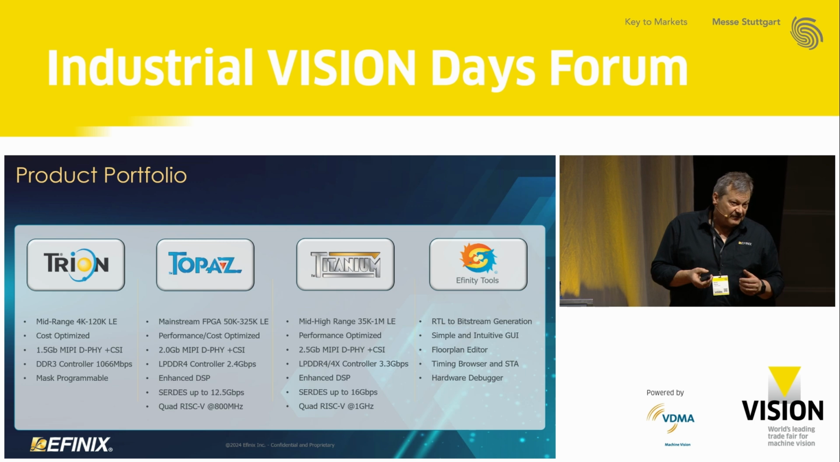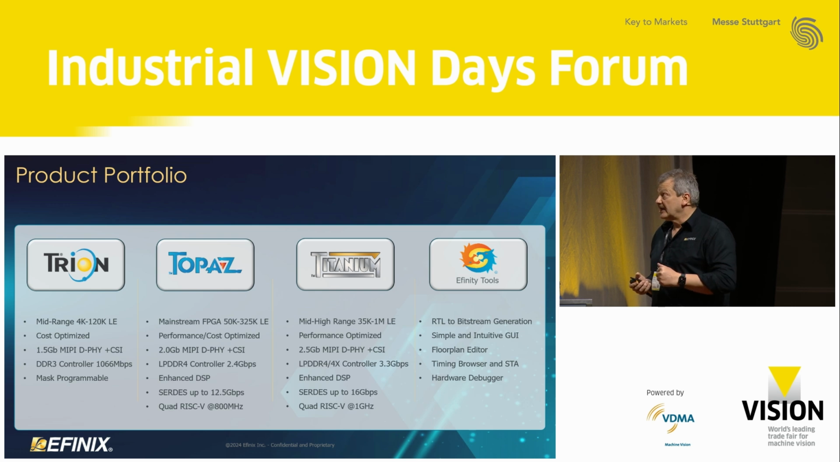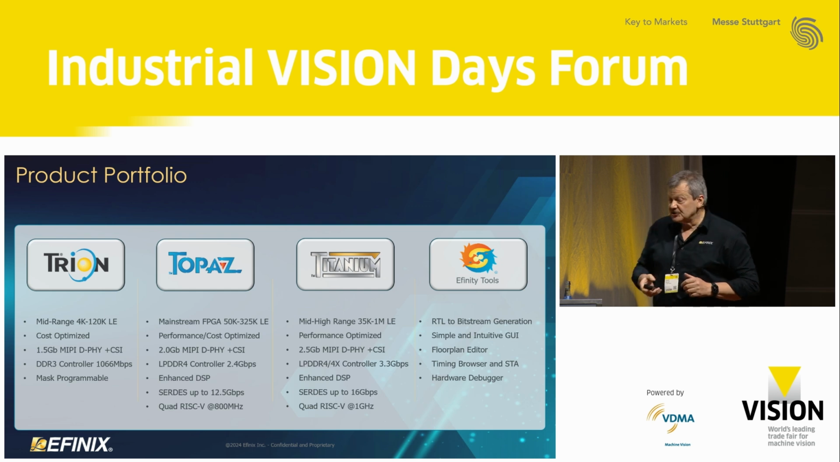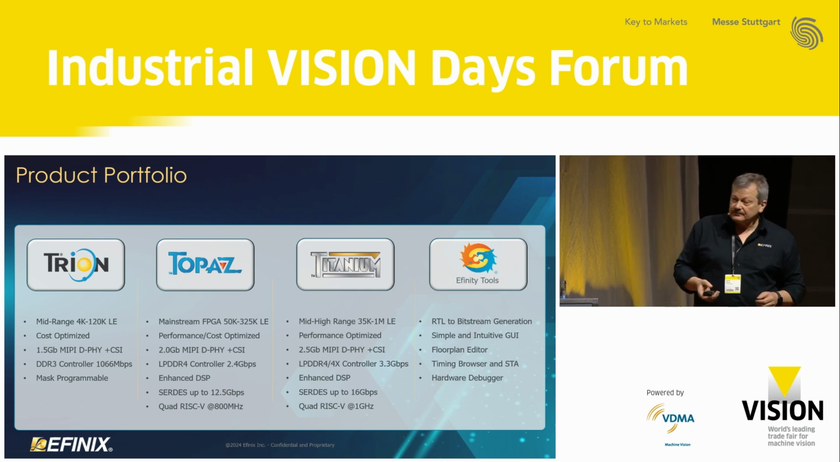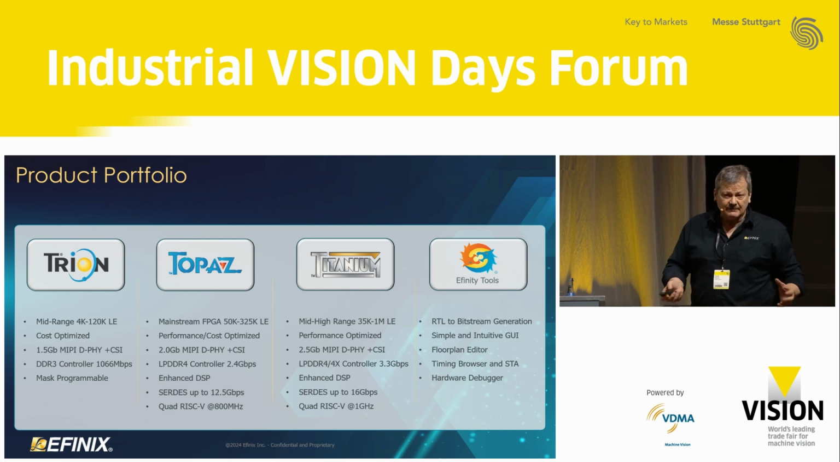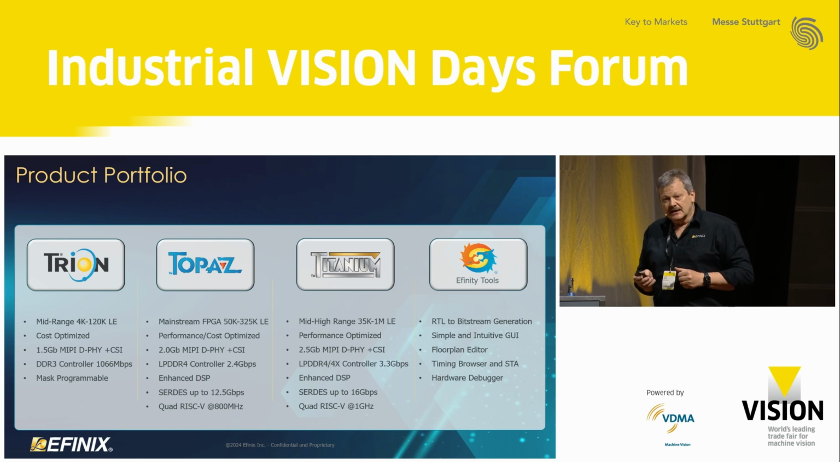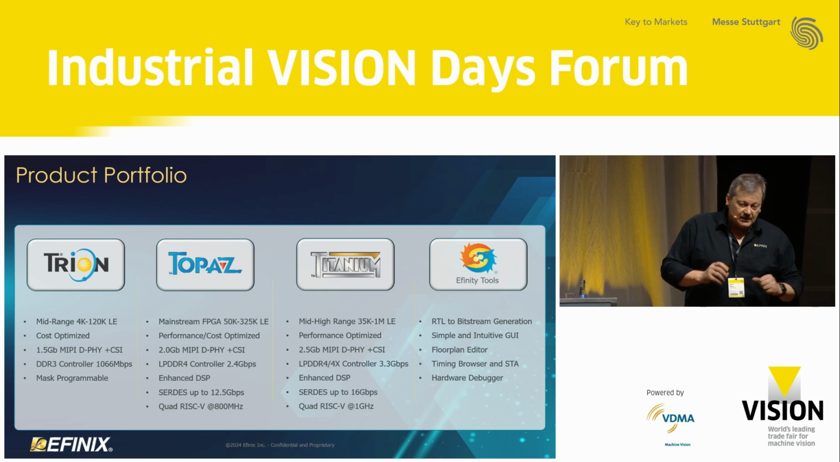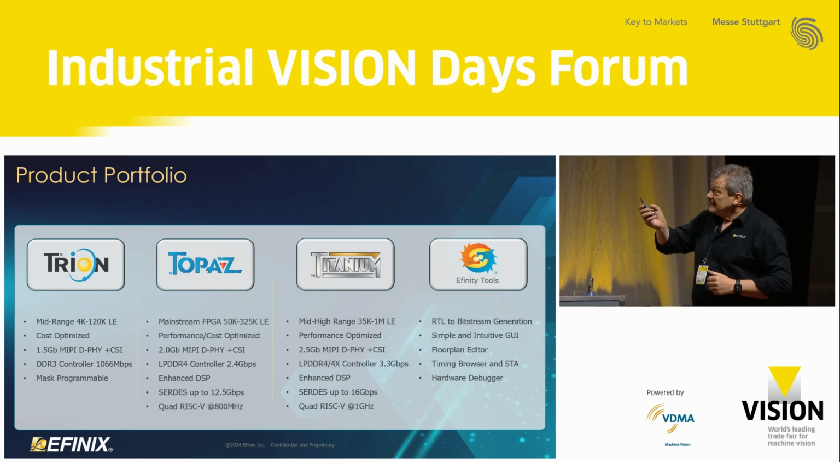What are our FPGA families which you can use for connecting the sensors to the FPGA, but also for putting your output out from the FPGA? We have the Trion FPGAs, which are based on a 40 nanometer SRAM process. It's a standard, mainstream FPGA, which can be used everywhere. But important for the camera application is that even this FPGA can handle a 1.5 gigabit MIPI interface, which is important for the sensors.